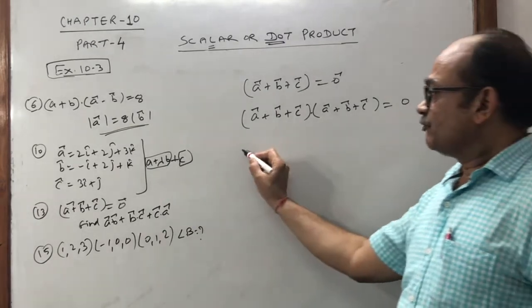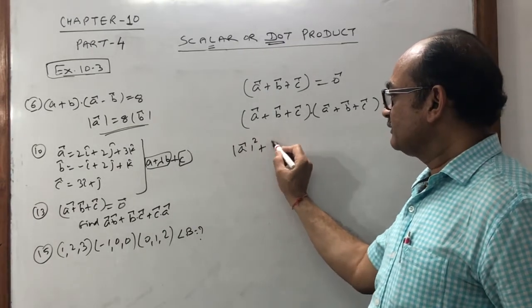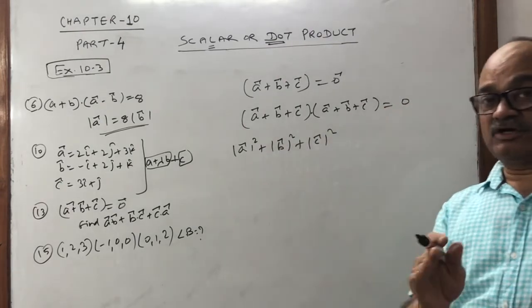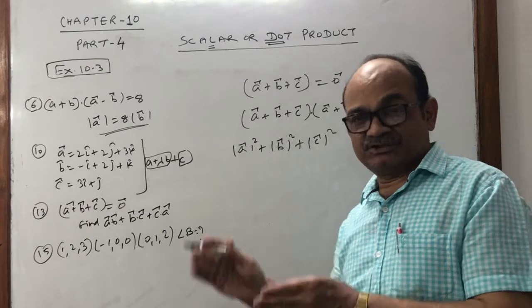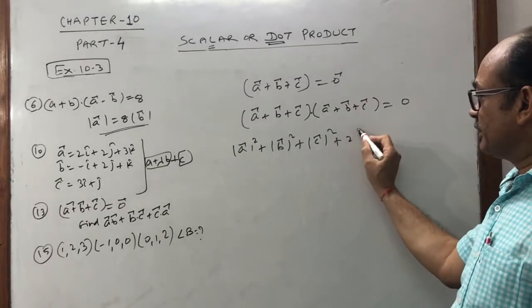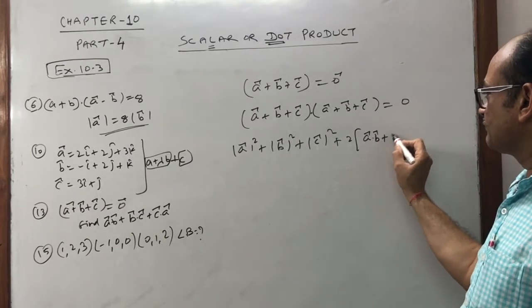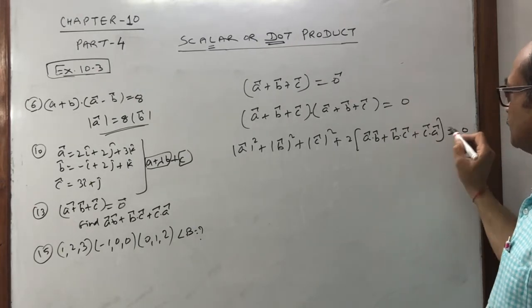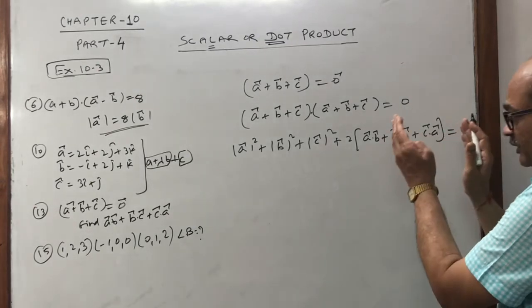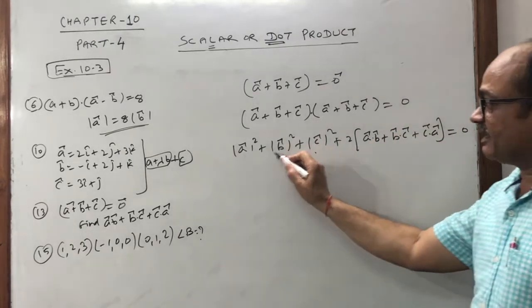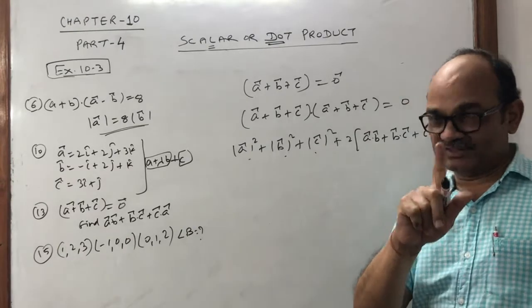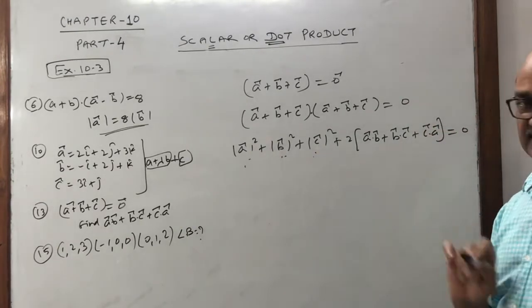If you open it, what do we get? Magnitude A square, magnitude B square, magnitude C square. Why? Because A dot A, B dot B, C dot C, plus 2 times A dot B, B dot C, C dot A equals 0. We want to calculate this value, and these three are given as unit vectors, and you know unit vectors means magnitude is 1. So 1 plus 1 plus 1, 3.